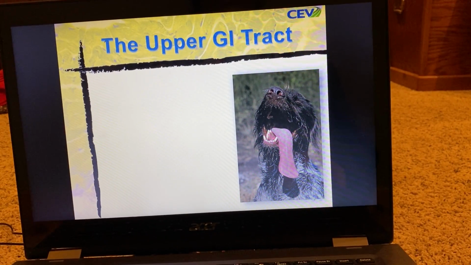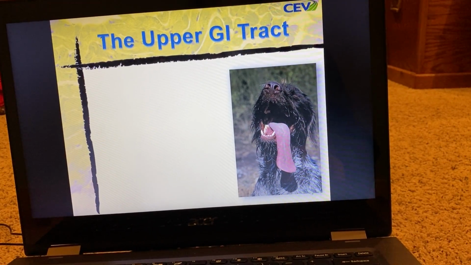Gosh, that looks like Rocky with his long tongue. I don't know, I think Rocky might have him beat.